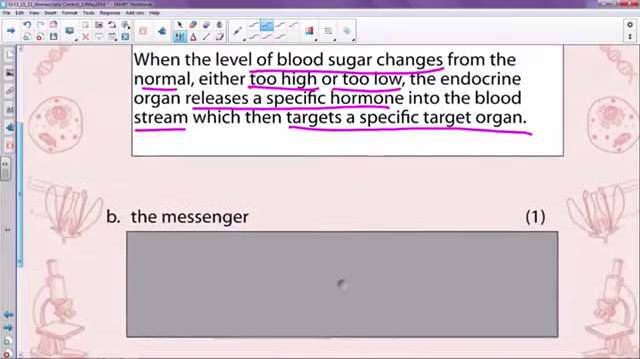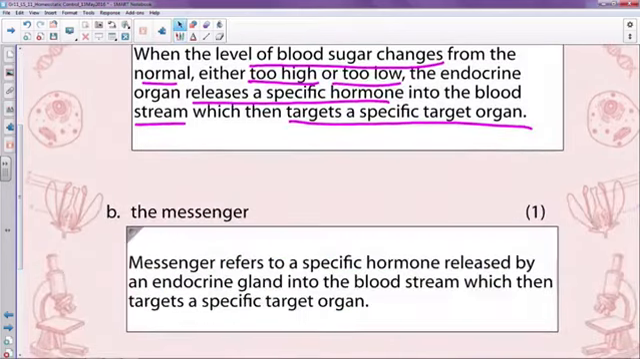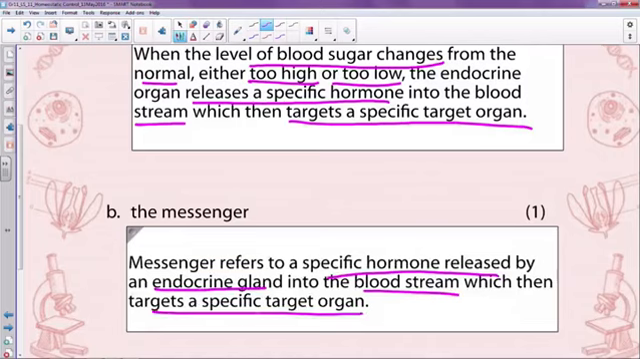Let's look at how the messenger operates. So what would the messenger be in that diagram? The messenger refers to a specific hormone that is released by an endocrine gland into the bloodstream, which will then target a specific target organ. So the messenger in this case is the endocrine hormone. It is released into the bloodstream by the endocrine gland, and then it will travel in the bloodstream, but specific target cells have receptors that recognize that hormone and will bring about a change in response to the function of that messenger.